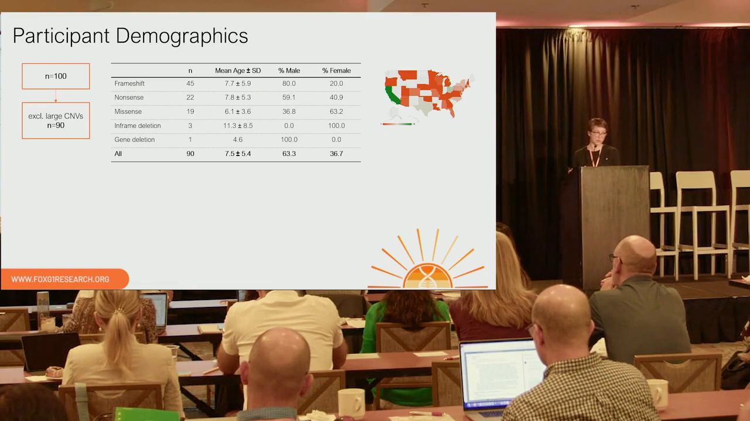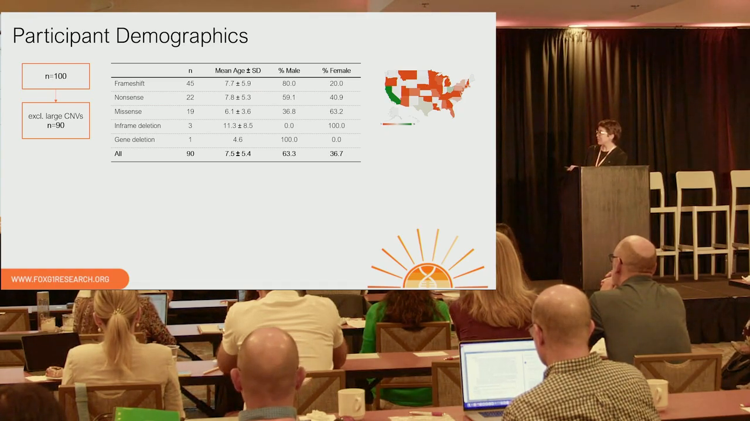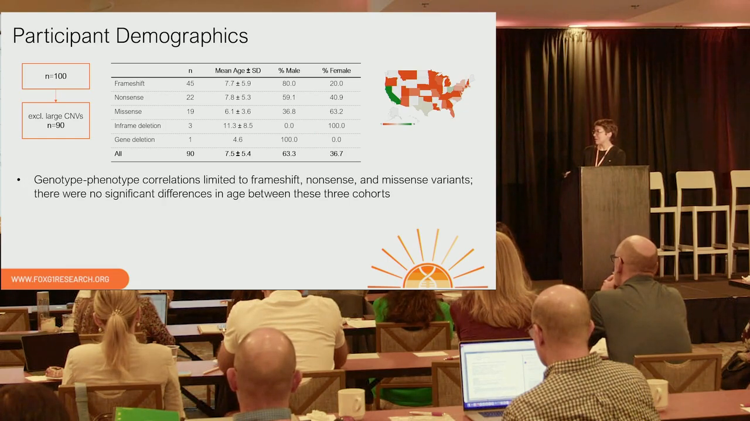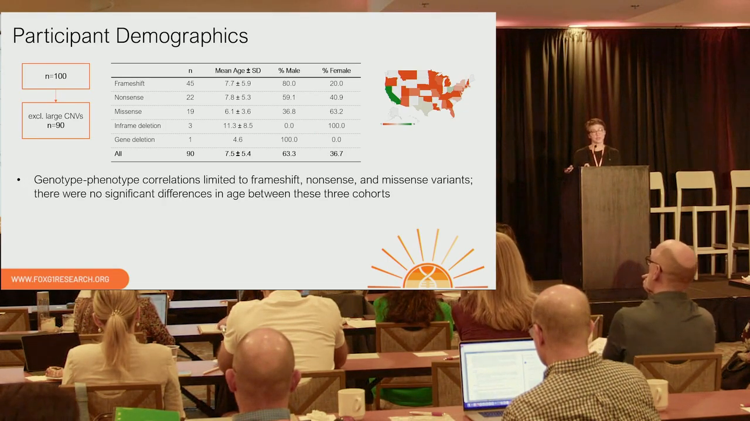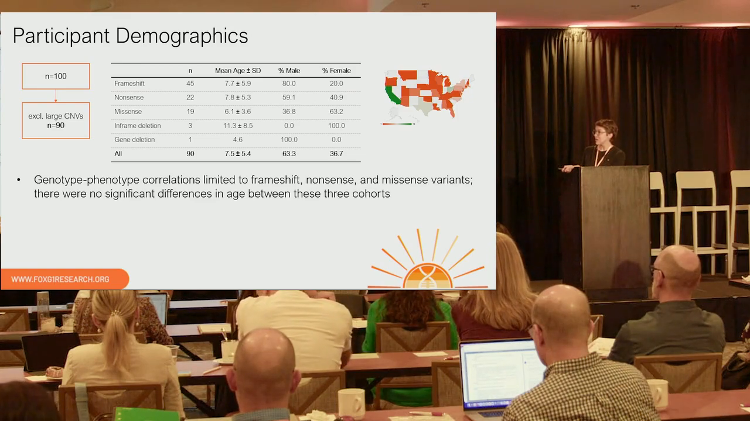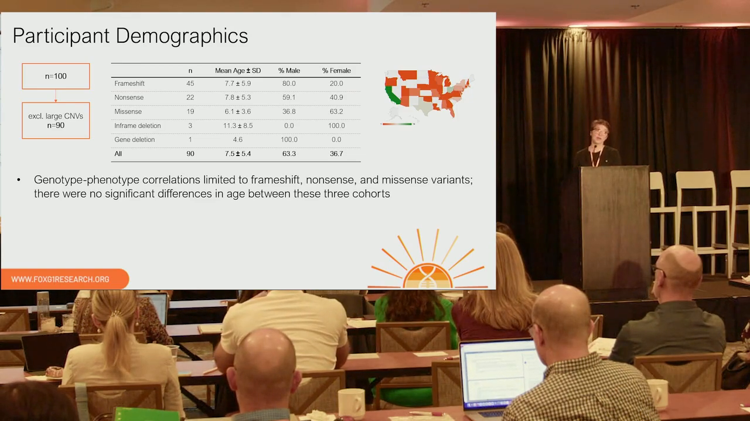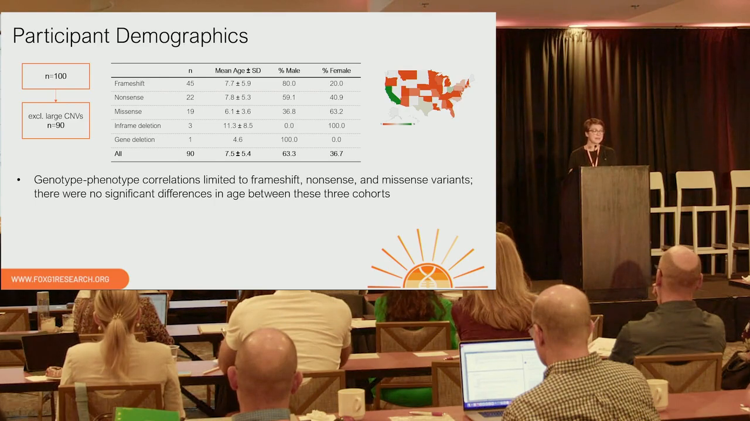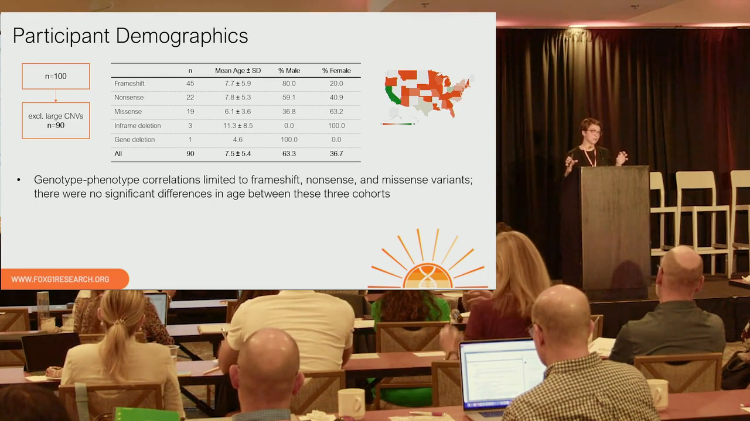So we feel like we're doing a really good job at capturing the full lifespan. And then you'll note too that we actually have pretty good distribution across the United States, so that's wonderful as well. And then just to note that for genotype-phenotype correlations that we'll talk about today, so that's mapping clinical outcomes to a particular variant type, like frame shift, nonsense, or missense, we are focusing on the 3 where there are more than 5 individuals, and there were no differences in the age makeup of those 3 cohorts.